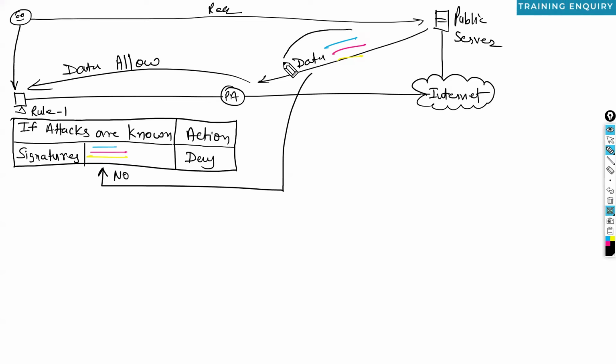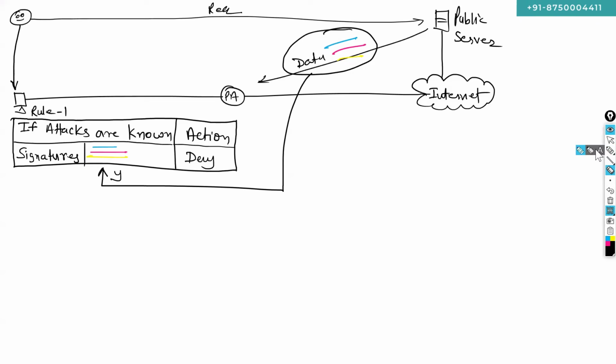Same. The firewall will match the file or data with a known pattern. At this time, the data is matching with our attack signature. Now the firewall will not allow this. At this time, this data, or the reply, will be dropped by the firewall. Now we can say that any firewall can deny or drop those attacks which are known.